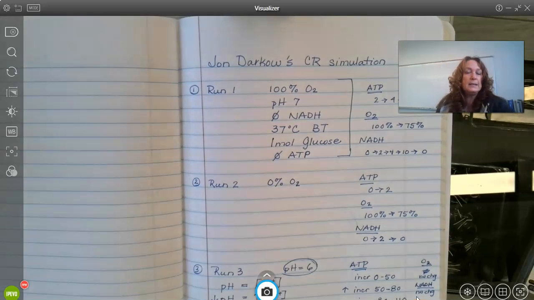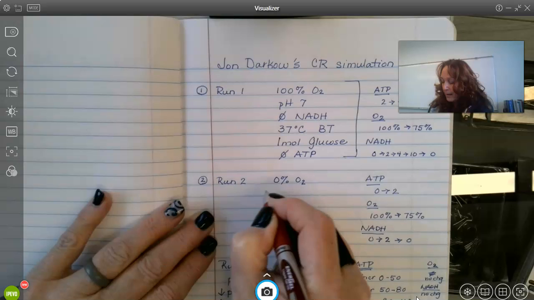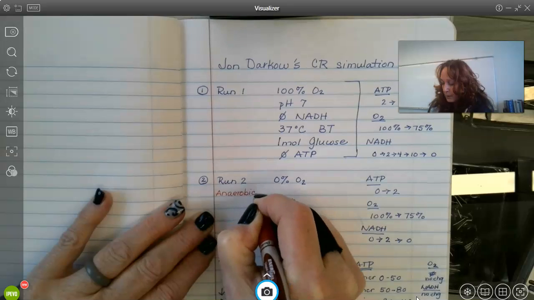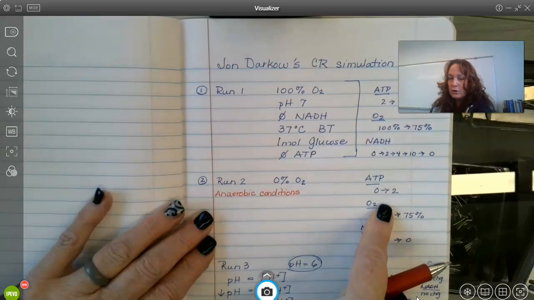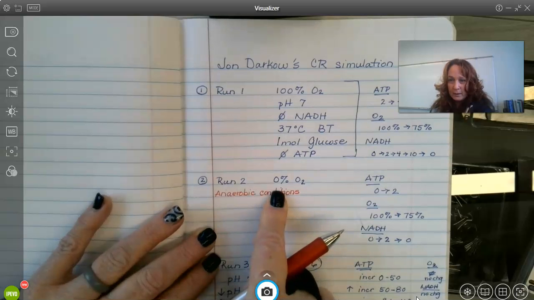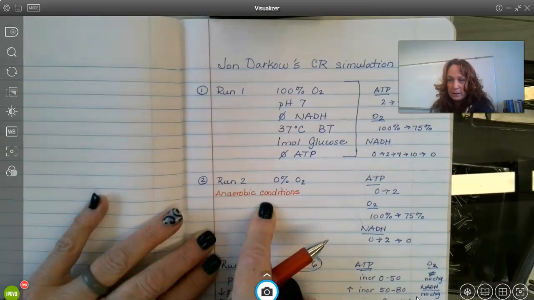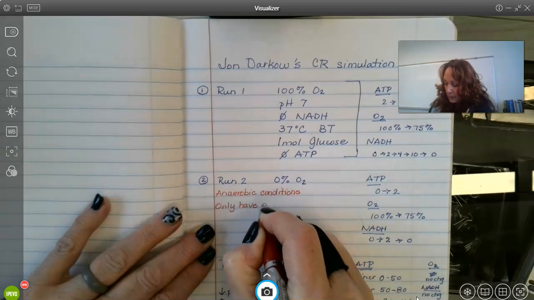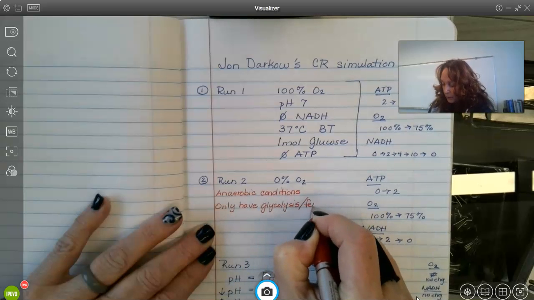And then in a different color, so here, when I have 0% oxygen, I'm going to remind myself that this is for anaerobic conditions because there's no oxygen available. And then I'm going to start thinking about this part. So when you're anaerobic, cellular respiration stops. It only goes through glycolysis. So you're going to only have glycolysis, and glycolysis in anaerobic conditions is called fermentation.